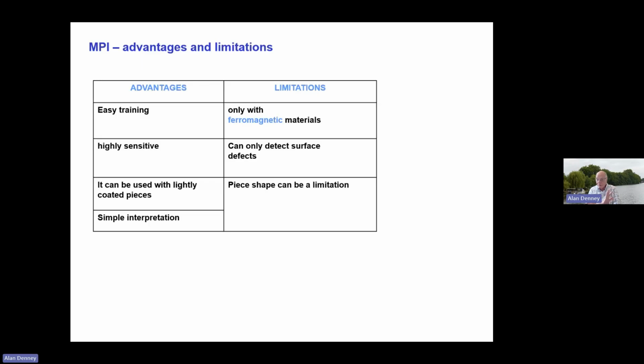And the piece shape can be a limitation, but you try and avoid that by choosing your yoke to suit and by bending your yoke to suit. The interpretation is very simple. So it's an excellent low-cost inspection method for steels for surface breaking defects.